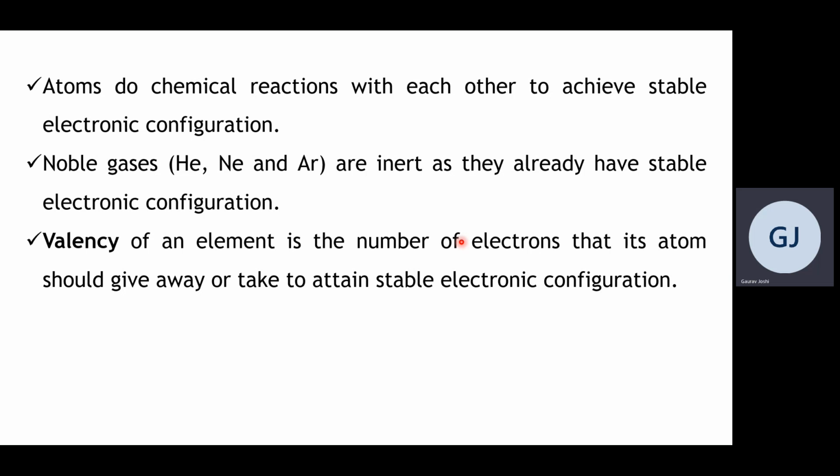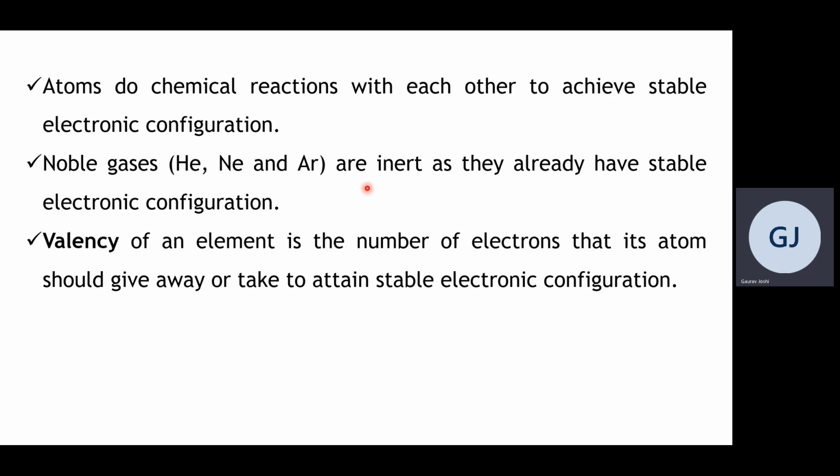Other than that, if an outermost cell has a total of 8 electrons, we say that the octet is complete and that atom is stable, and that atom cannot form other compounds or molecules. They actually behave as the noble gases. So noble gases like neon, argon, helium, all have filled electrons in their outermost electronic configuration. So this is the thing.